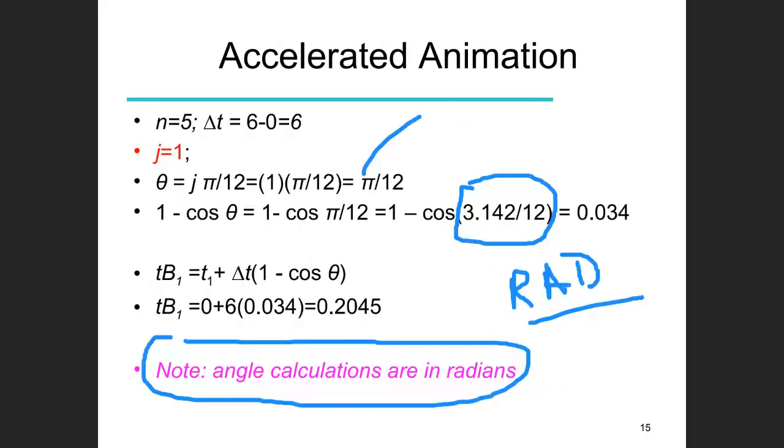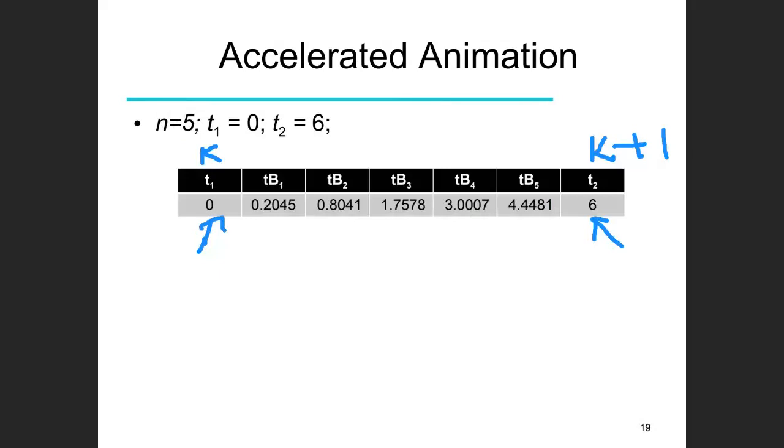So we can create a table in which we are going to write the values for all of these in between. So the TB1, the time for the first in between is 0.2, the second in between 0.8, the third in between 1.7, the fourth is 3.0, and the fifth is 4.4. Now, if you are going to compute the difference between any two consecutive frames, you will find that the difference is increasing. For example, the difference between these two, the first keyframe and the first in between, is roughly 0.2.